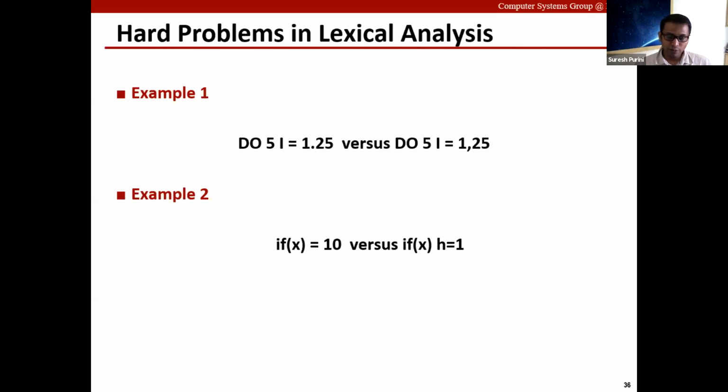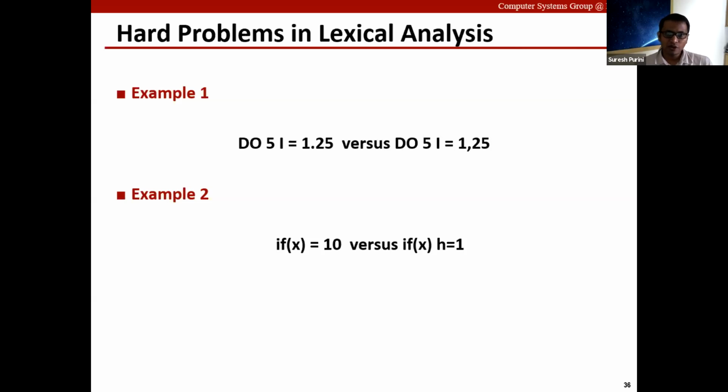In the first case, where the floating point is there, DO5I becomes an identifier, because white spaces are ignored in Fortran. That will be the first token. The second token is equal to, and the third token is 1.25, a floating point literal. On the flip side, on the right hand side, where we have the comma, it gets tokenized as: DO is a keyword, 5 is a statement number, I is a variable, equal to is an operator, 1 is an integer literal, comma, 25. So the statement on the right hand side gets tokenized into 7 tokens, whereas the statement on the left hand side gets tokenized into 3.